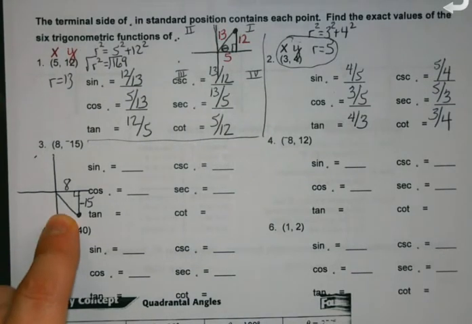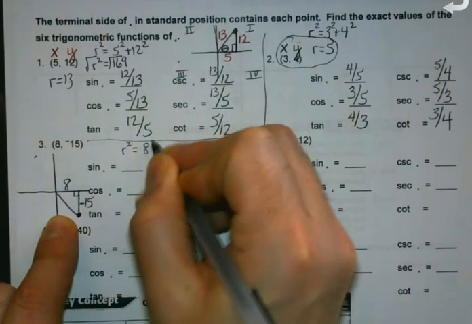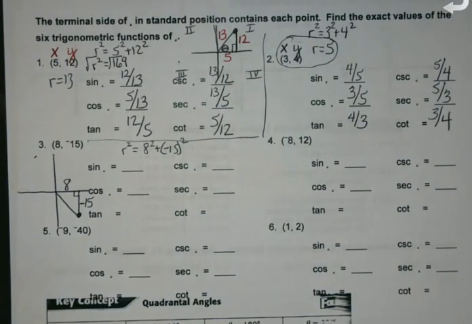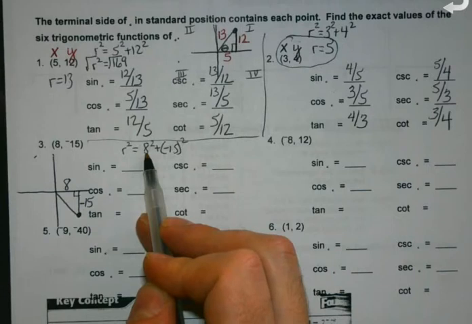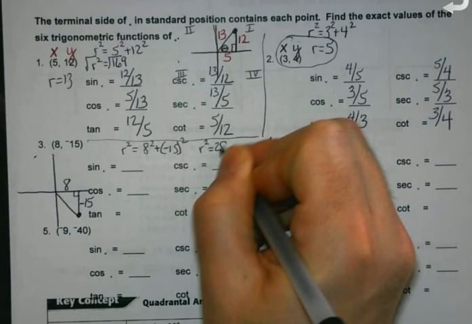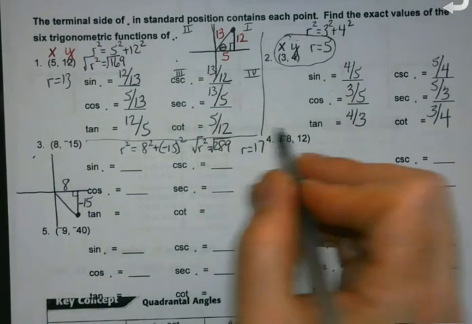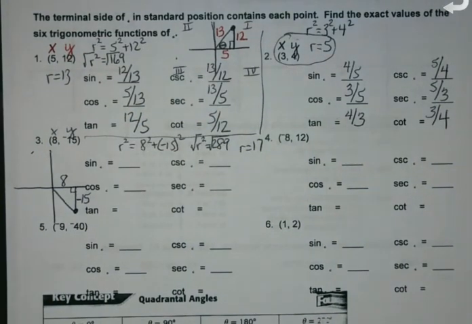So when I go to find my hypotenuse, or my r value, my r squared would be 8 squared plus negative 15 squared. Now again, when I square a negative, it's going to come out positive anyway. So when I add these together, it would be 64 plus 225, which is 289. And when I take that square root, my r value is 17. So if you're comfortable using the three forms up above, with sine being y over r, cosine being x over r, tangent being y over x, that's fine.